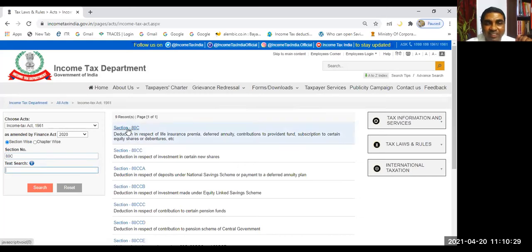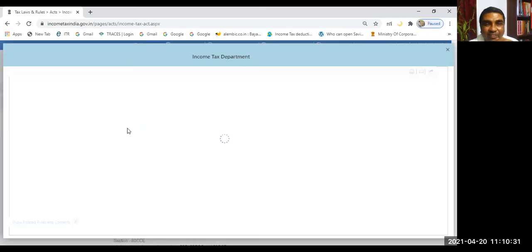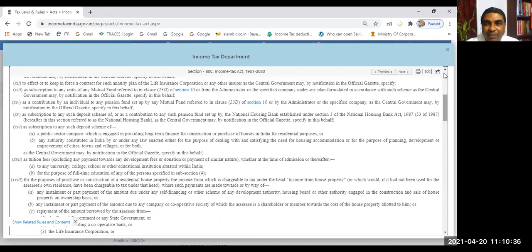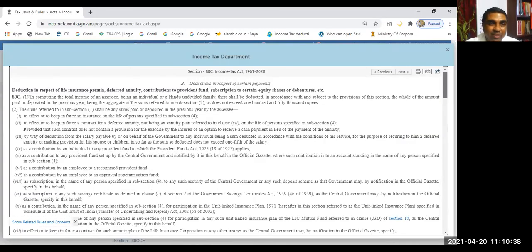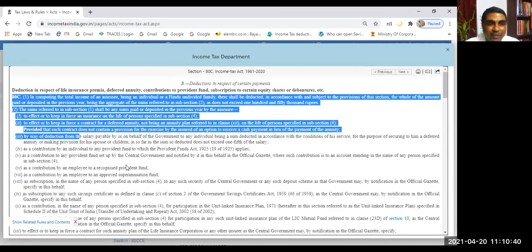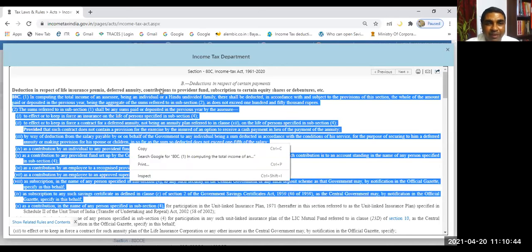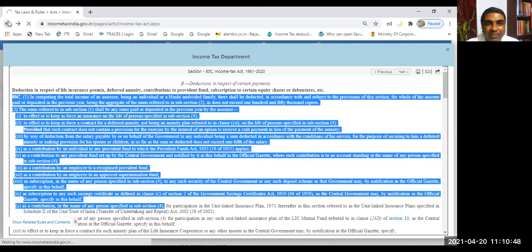You see, 80C is here. You can find section 80C. You can read it. If you want, you can note it also. You can just select it, copy it and paste it in a Word file. You can make a note of it. This is how you can refer to a particular section under the Income Tax Act. Understood?